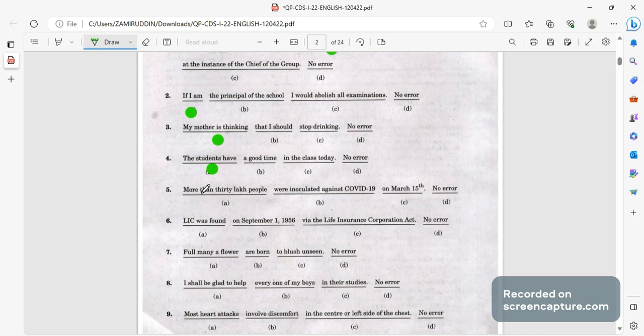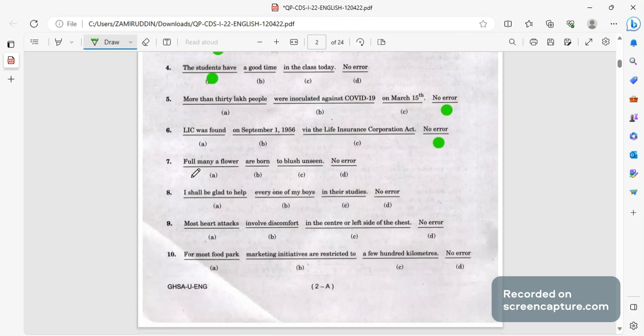More than 30 lakh people were inoculated against covid-19 on March 15th. There is no error in this. Always remember, UPSC always tends to give some sentences which have no errors, so try to mark no error also. More than 30 lakh people were inoculated against COVID-19 on March 15th. Next, LIC was founded on September 1, 1956 by the Life Insurance Corporation Act. In this sentence also there is no error.